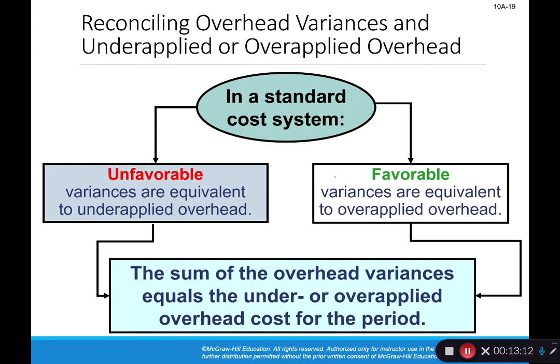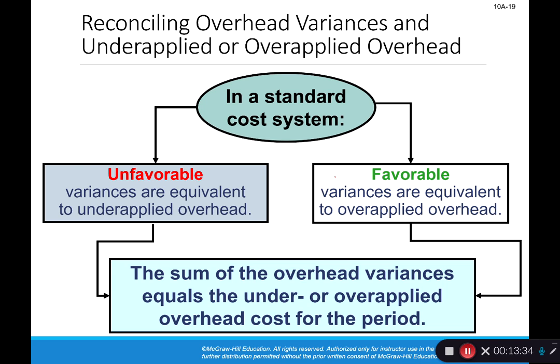So in short, in a standard cost system, unfavorable variances are the equivalent to underapplied overhead. It means we applied too little. Favorable variances are the equivalent to overapplied overhead. So the sum of our overhead variances is going to give us our under or over applied overhead cost for the period. So that's something important to remember.